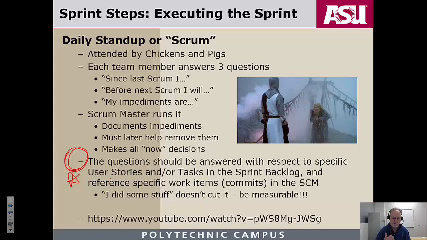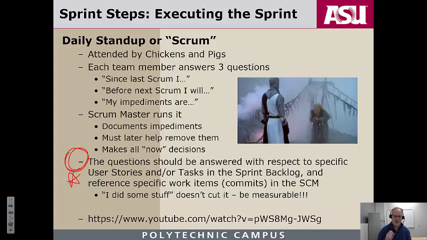Meaning they should reference a user story, they should reference a task, they could reference work items or commits in your configuration management tool, which we'll also be doing shortly in this class. But you have to point to something. You can't just say, well, since last Scrum I did some stuff, and since next Scrum I'll work on it some more. All right. And my impediment is I don't understand that thing very well. That doesn't cut it. That's not appropriate.